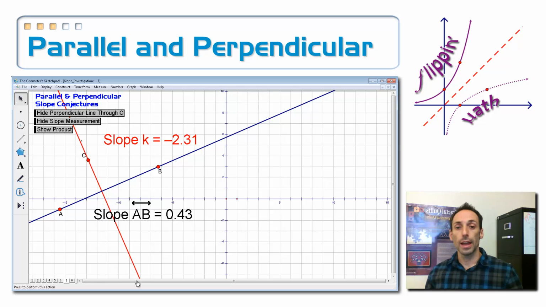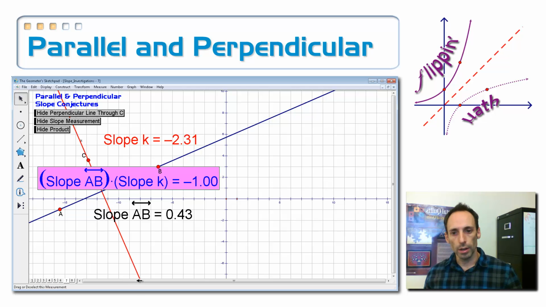So how about we look at the product of these two? Let's multiply these two together. When I multiply them together, well, look at that. I get a product of -1. I should expect the negative sign because one's positive and one's negative. When I multiply, I get a negative number.